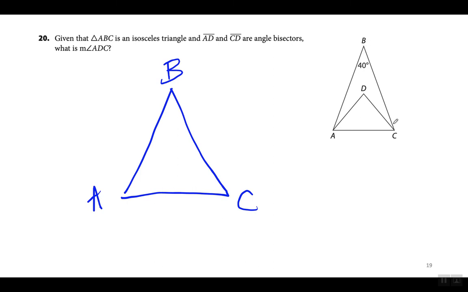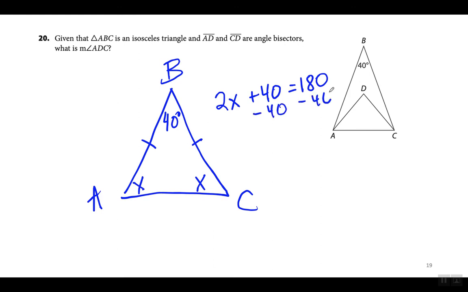Dibujé el triángulo grande. Okay, so if this is 40 degrees and it's isosceles, okay? Si esto es un triángulo isósceles, this angle equals this angle. So we got x and x. And when you add them up, they got to equal 180. So 2x plus 40 has to equal 180. La suma te tiene que dar 180.